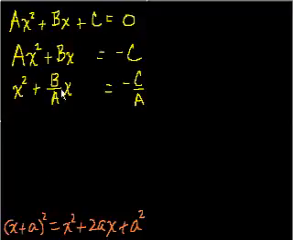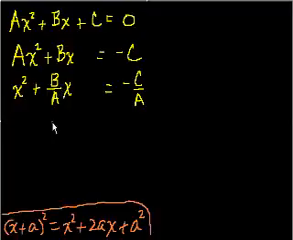And if you watched the completing the square video, this should be hopefully intuitive for you. What you do is you say, well, this b over a corresponds to the 2a term. So a is going to be half of this, right? It's going to be half of this coefficient. That would be the a. And then what I need to add is a squared. So I need to take half of this and then square it, and then add it to both sides.